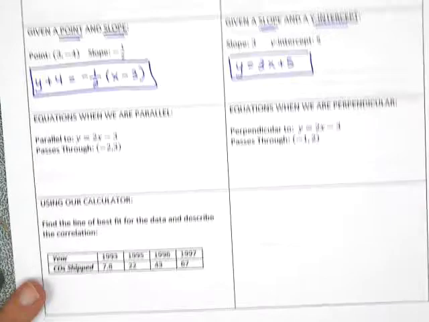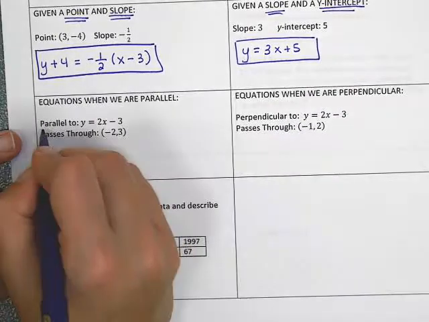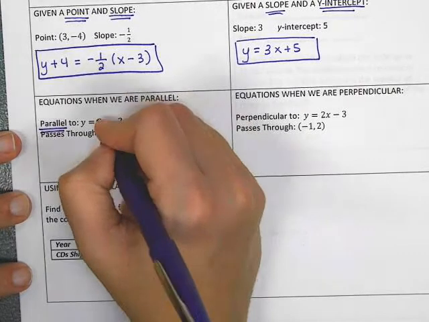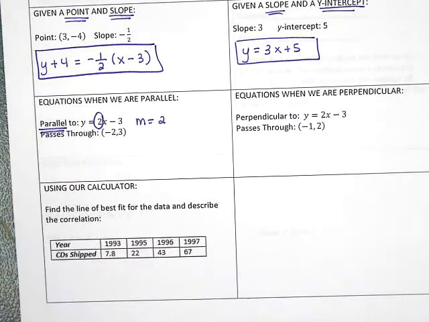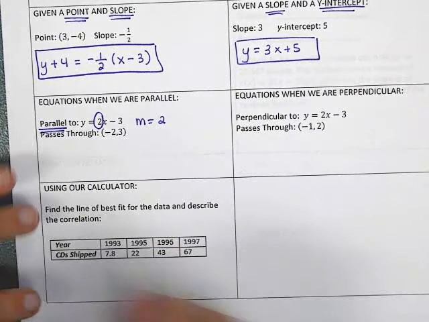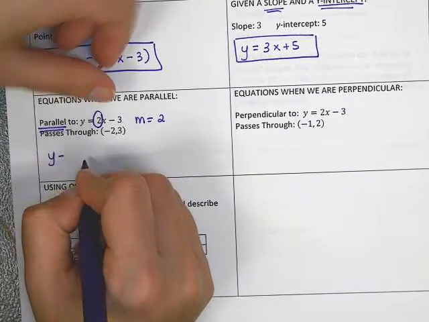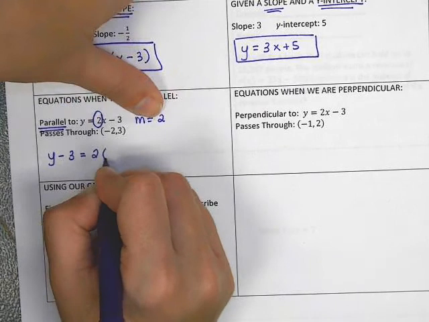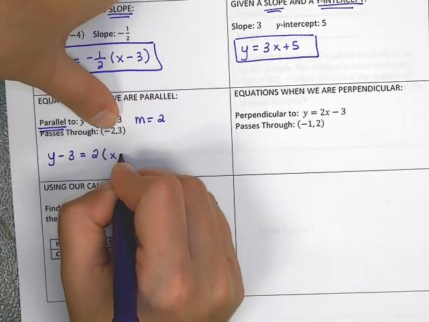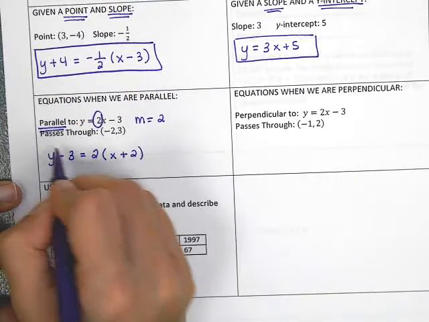If I tell you that I want my line to be parallel to this one, then that means the slope of my new line should be the same as the slope of my old line, because parallel lines have the same slope. So I would write y minus the y value from the ordered pair, which is 3, equals the m times x minus negative 2, which would be plus 2.